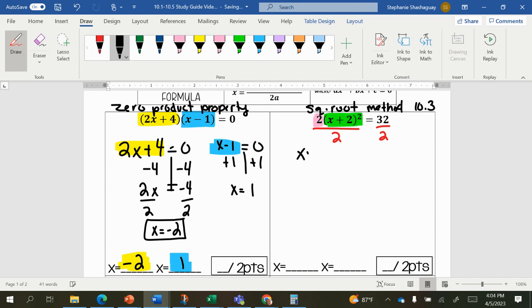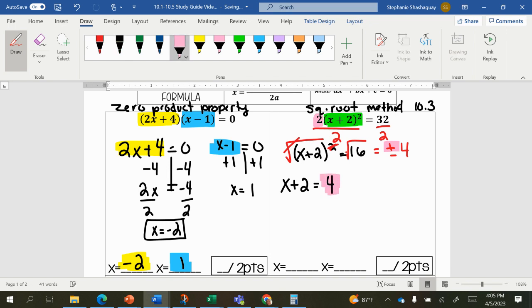So we end up with x plus 2 squared is equal to 16. Then we're going to take the square root of both sides, and the square root of 16 is equal to a positive or a negative 4. So then I'm going to take that positive 4. Oh, and let me just mention that this square root actually cancels out that exponent of 2. So we end up with x plus 2 is equal to a positive 4 because of this positive sign over here. Then we subtract 2 and subtract 2, and we get x is equal to 2.